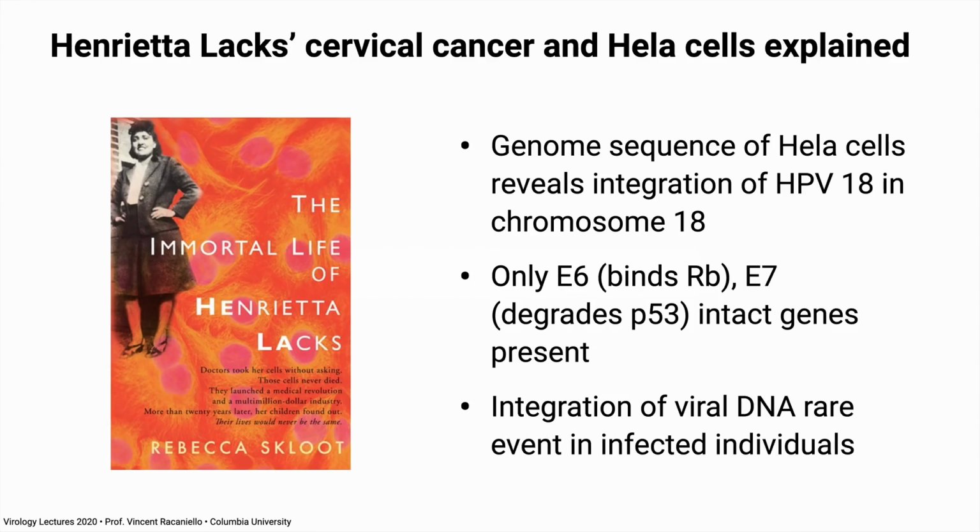Okay, now we can explain HeLa cells and Henrietta Lacks' cervical cancer. Remember, HeLa cells were derived from Henrietta Lacks in the early 50s. She had a cervical tumor. Her doctor took out a piece of it, chopped it up, put it in culture, and the cells lived forever. The first immortal human cell line. Back then, they had no idea why it was immortal. But now we know, because not too long ago, the genome sequence of HeLa cells was done.